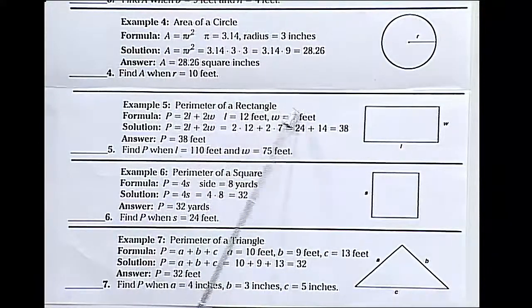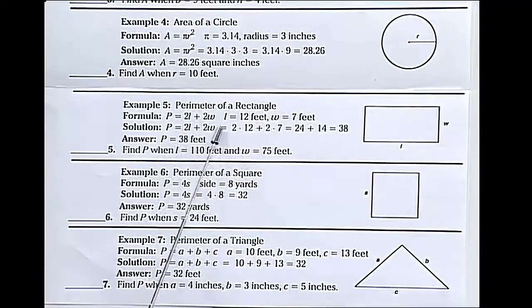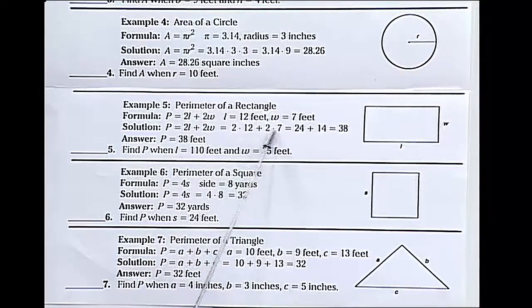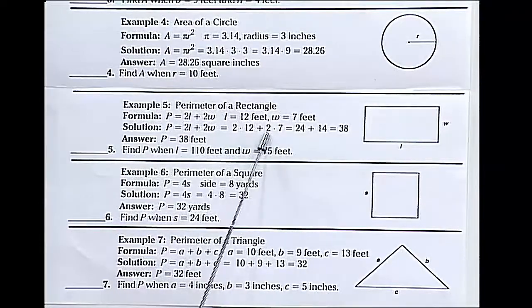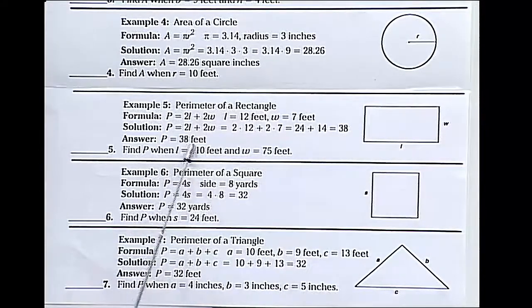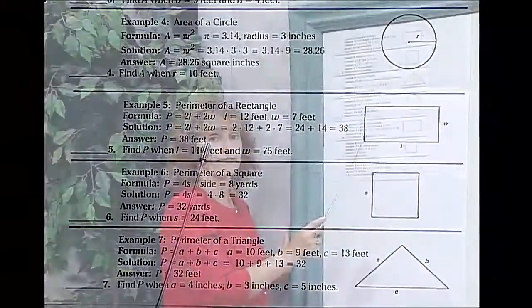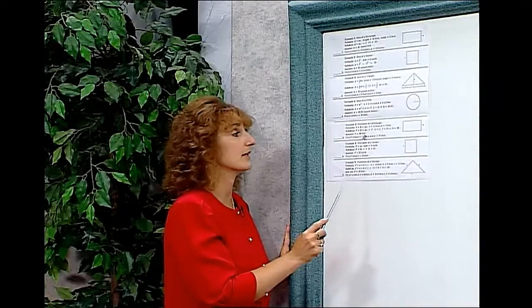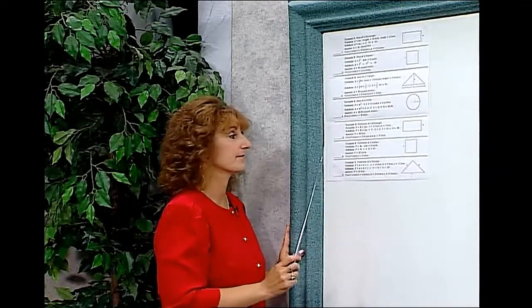So let's substitute those numbers in. 2 times the length is 2 times 12. 2 times the width is 2 times 7. Remembering, we multiply before we add. So 2 times 12 is 24. 2 times 7 is 14. Now I can add them together to get 38. Perimeter is 38 feet. We're not finding area, so we just label it as regular feet.